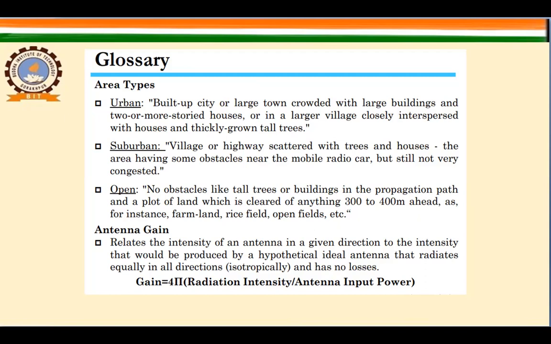The third type of area is known as open area. There are no obstacles like tall trees, buildings, concrete, or jungles. They are actually not built in this open area. So there is no obstacle like tall trees or buildings in the propagation path. It is a plot of land which is cleared of anything around 300 to 400 meters ahead, such as farmland or rice fields; these are open fields.